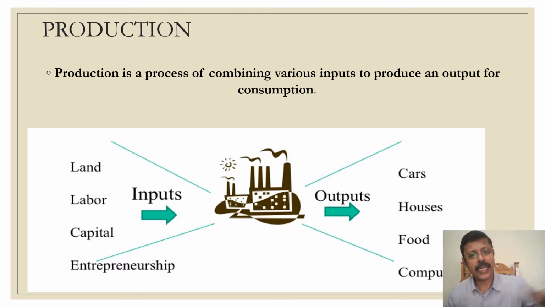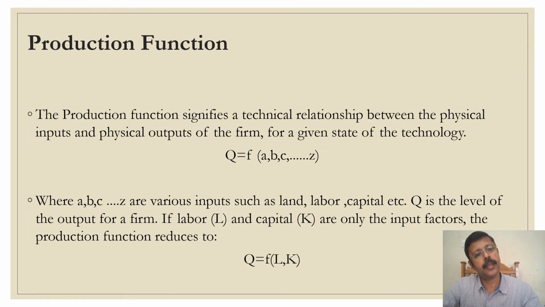Now, to recapitulate what we have learned in the previous lecture, production is nothing but conversion of inputs into outputs. Inputs are land, labor, capital, and organization, or we call it entrepreneurship. Output can be any product or service.